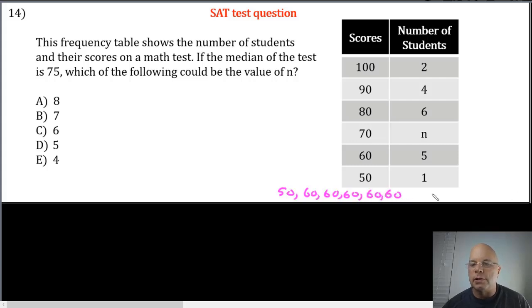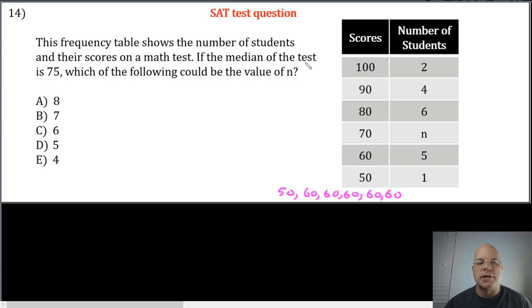Rather than have this long list of data from least to greatest, all of the data that occurs multiple times is represented by its frequency. Five students, there's a frequency of 5 students that scored 60. And so we can use this the same way we use an ordered list of data or stem and leaf plot or a line plot. So the frequency table shows the number of students and their scores on a math test.